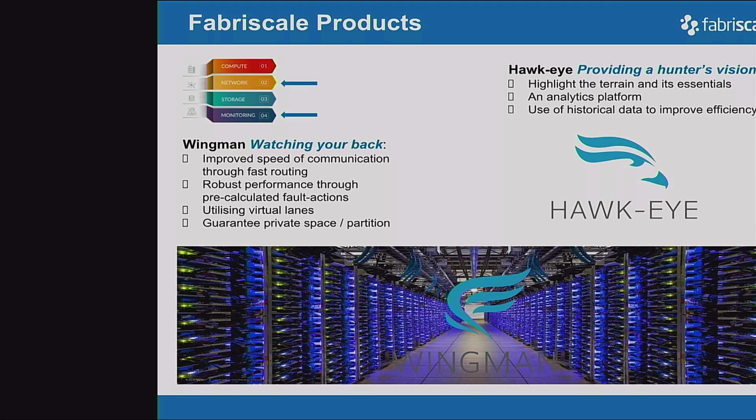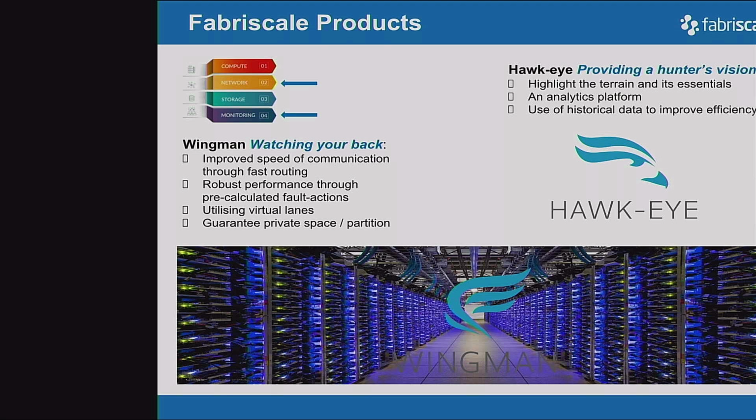We also have historical data, so we store everything in a scalable database, so you can go back in time and see what happened when my job started to go a little slower. What was the difference? And you can troubleshoot your performance issues much easier. And Wingman is sort of watching your back. It's always listening, always managing, and it can improve the speed of your Mellanox network by doing faster routing, by having better balanced routing.